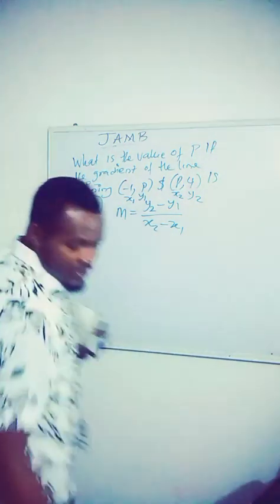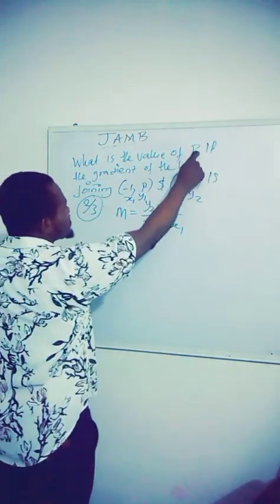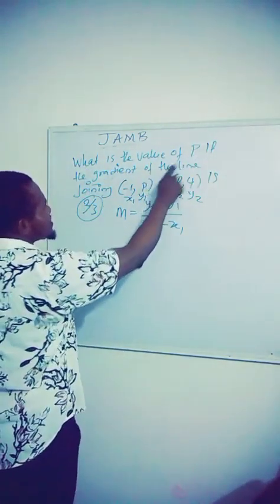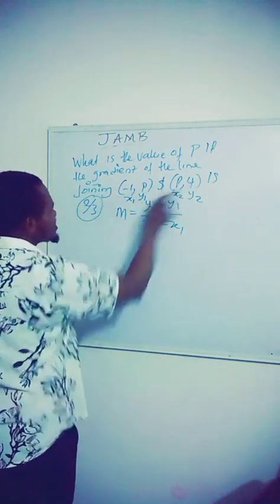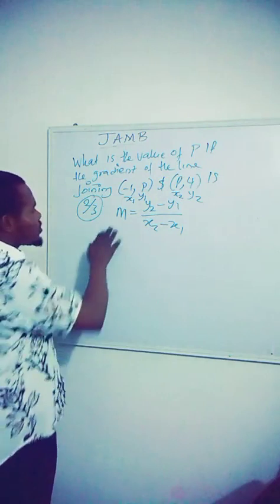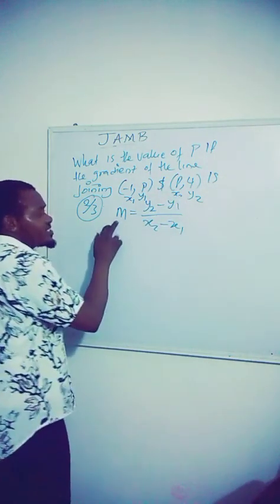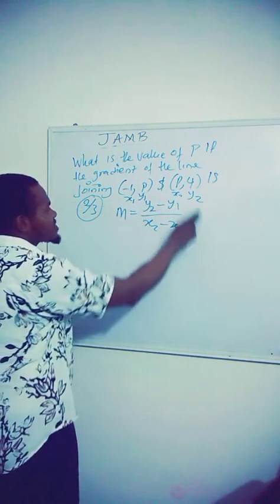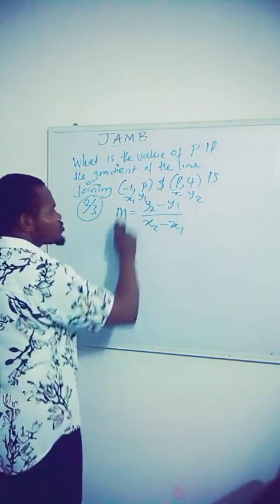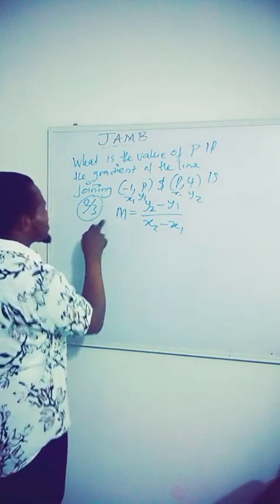Look at the question. What is the value of P if the gradient of the line joining these two points is this? We have been given the gradient, which is our slope, and we know the formula to calculate gradient. Once you do your calculation, you should have 2/3. So now we have been given the answer.